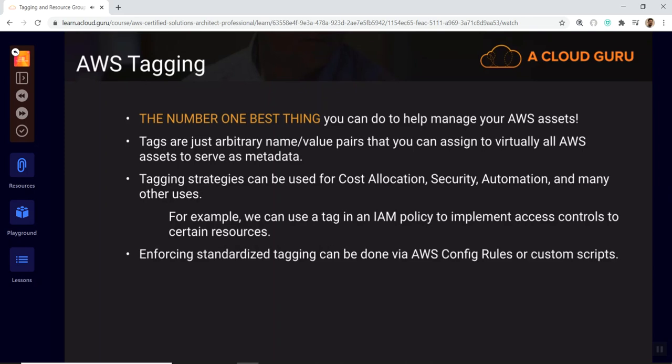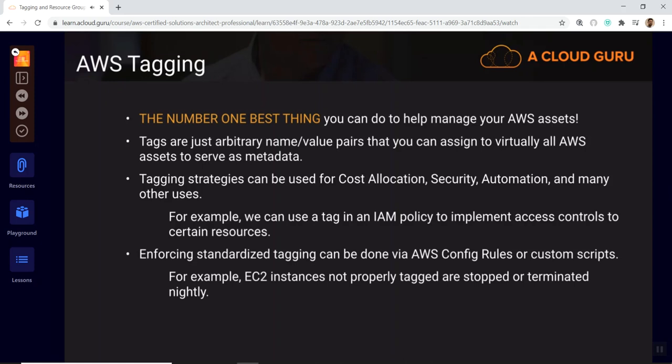And you can enforce tagging standardization a variety of ways. One way is just using the AWS Config rules. You can set up some process that if an EC2 instance is not properly tagged, then maybe it's shut down at the end of the day. And most resources can have up to 50 tags, so that's quite a bit, and that's very flexible for us.